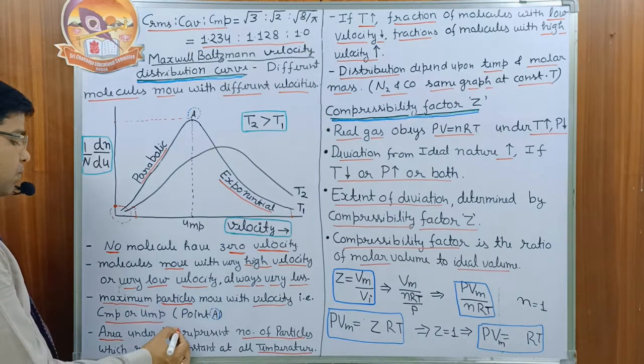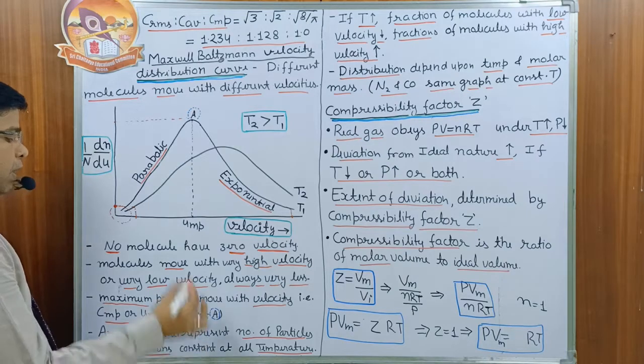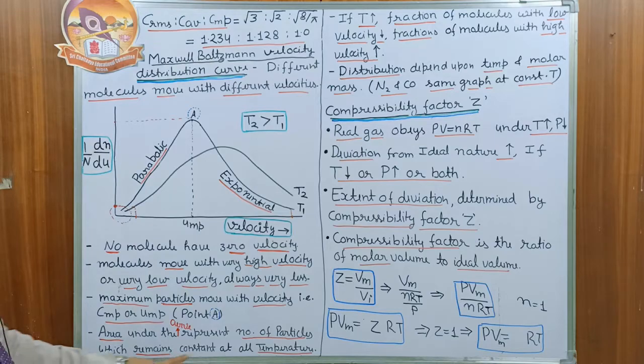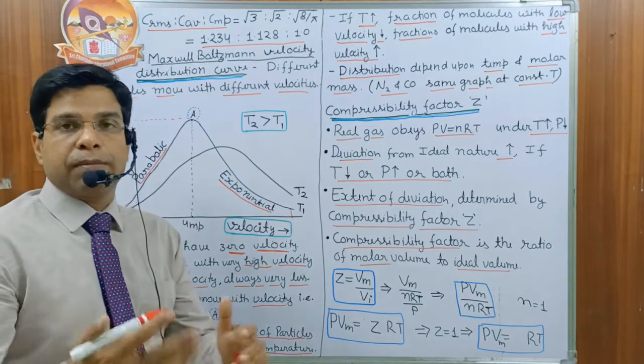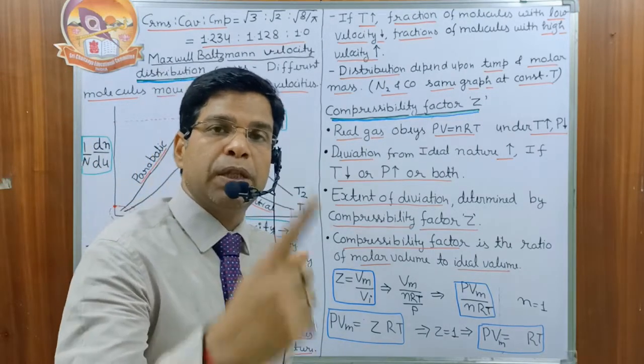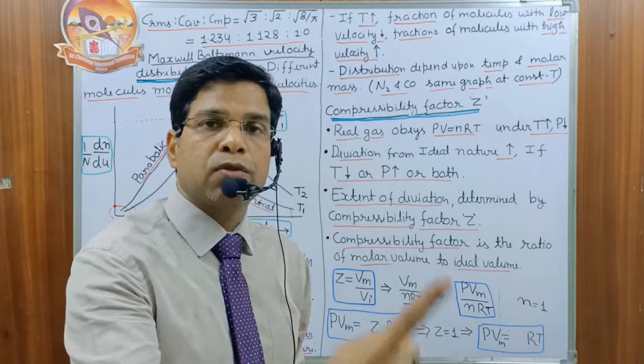So you see the next point: the area under the curve represents the number of particles, which remains constant at all temperatures. Either the temperature is lower or higher, the area at the two different temperatures has to be the same, because the number of particles has to be the same.